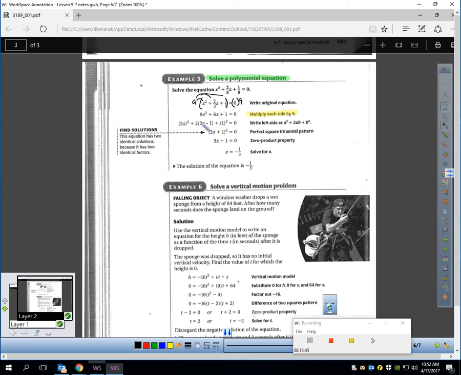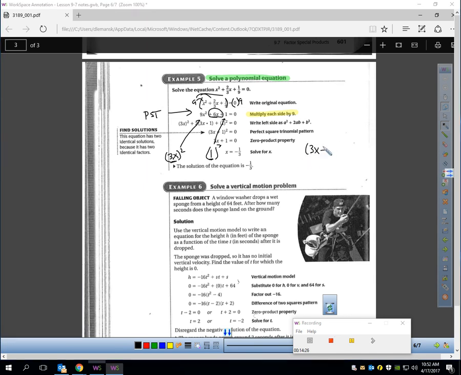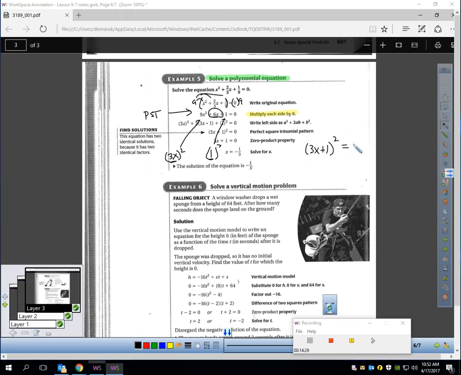Now, look carefully. You notice I'm going to put PST next to this. This is a perfect square trinomial. Do you notice how 3x is being squared to get 9x squared? 1 is being squared to get 1, and if I take 3x times 1, that's 3x, and if I double it, there's my 6x in the middle. This is a perfect square trinomial pattern. So the proper factoring is 3x plus 1 squared equals 0, which you see here.